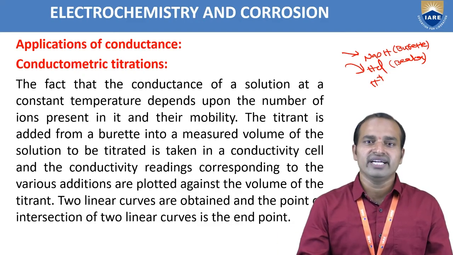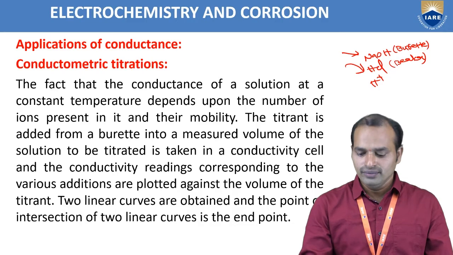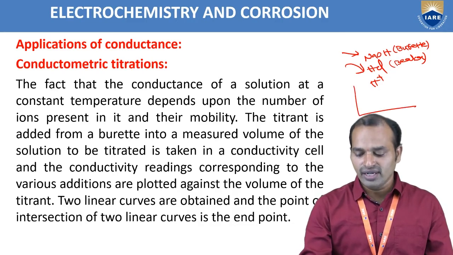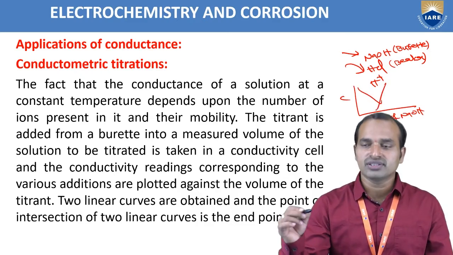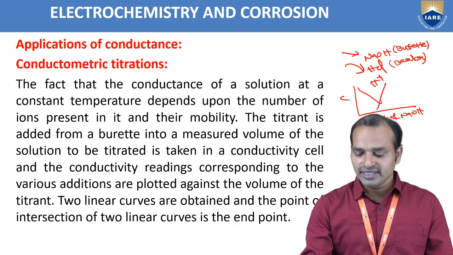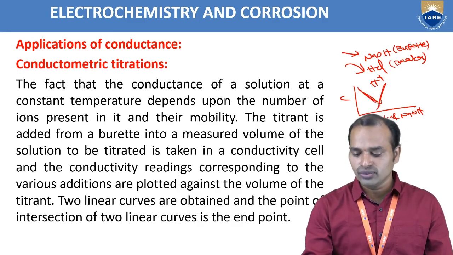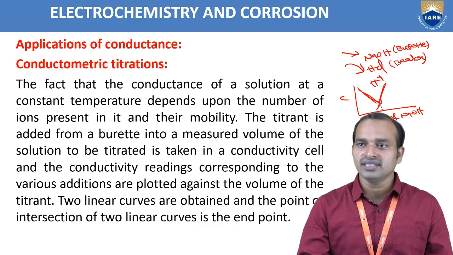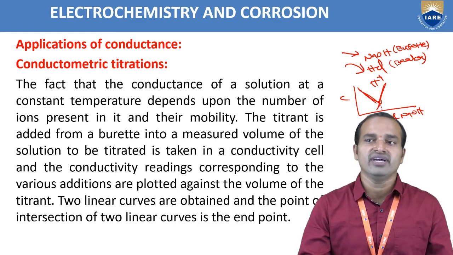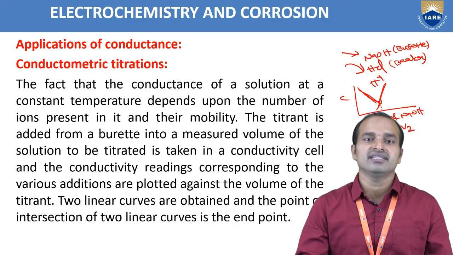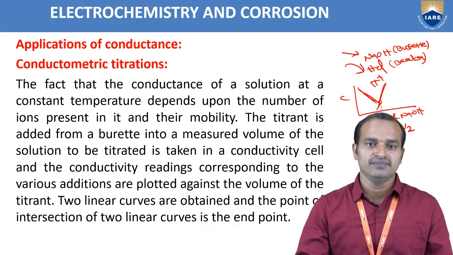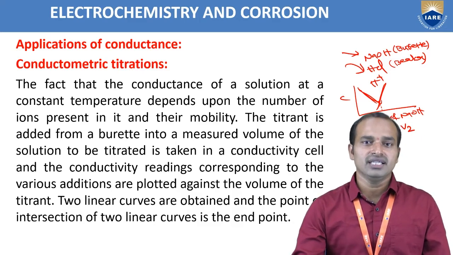In this case, we take a graph. On the x-axis we take the volume of NaOH, and on the y-axis we take the conductance. Then we get two curves. The point where these two lines coincide, we draw a straight line to the y-axis and a straight line to the x-axis. Then we use the formula N1V1 is equal to N2V2, and we get the concentration of the unknown solution. So this is the introduction to conductometric titration.